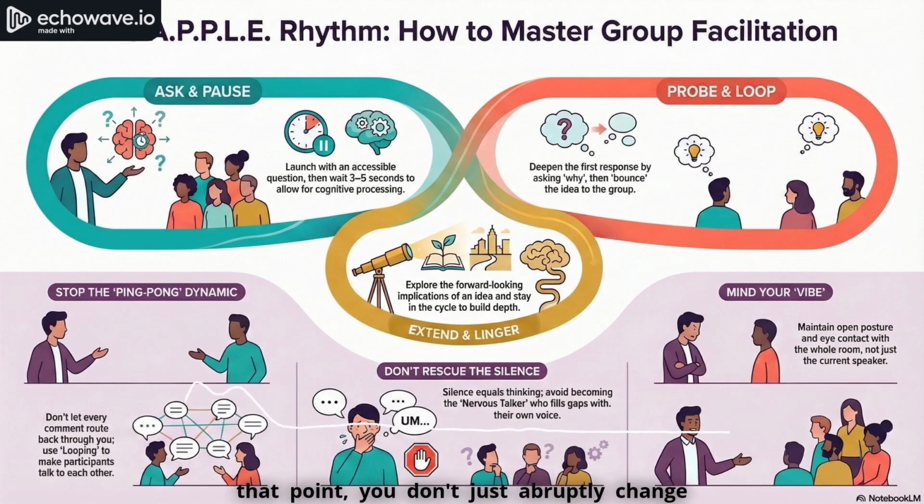And when you hit that point, you don't just abruptly change the subject and induce whiplash. No, definitely not. You have to close the loop properly. You summarize briefly. You say something like, so what we've uncovered here is that the split between email and Slack is eating up our mornings, and we need a unified standard. Yes. You wrap up the core takeaways, and only then do you introduce the next initial ask. Yeah. It gives the group a sense of closure.